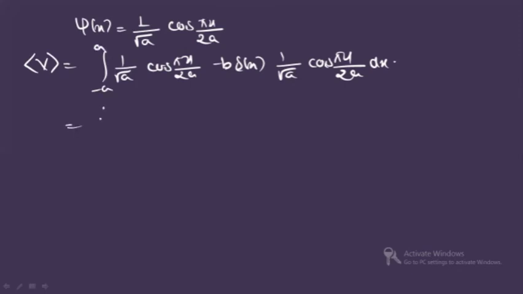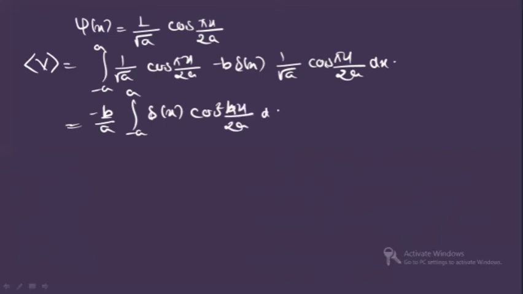Here, 1 by root a times 1 by root a will be 1 by a. Minus b is also constant, so it is outside. Integration is minus a to plus a, delta x, this is cos square pi x by 2a dx. So the root of delta x is 0, which lies within the limit minus a to plus a. So the value of this integration is 1. So you will have the expectation value of V as minus b by a.